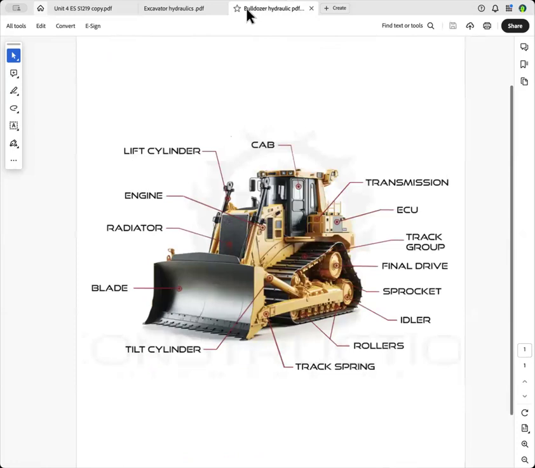Let's have a look at this bulldozer. So this is, as you know, a bulldozer. You've got the final drive wheel above all the dirt. They've pushed the final drive wheel up above the dirt because the dirt is quite abrasive and it wears a lot of the mechanical components. And as you can see here, these are the hydraulic systems cylinders that we're talking about.